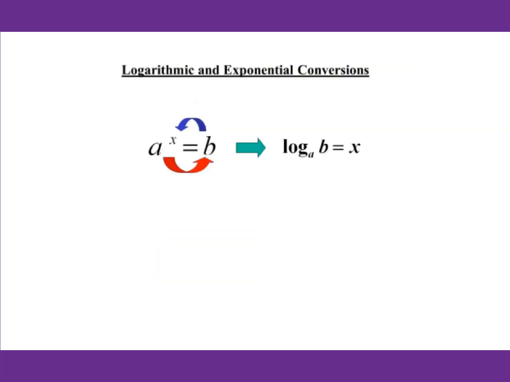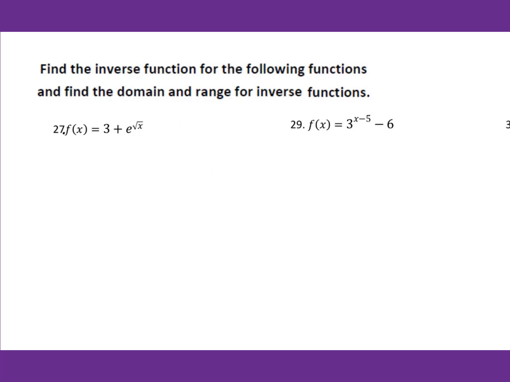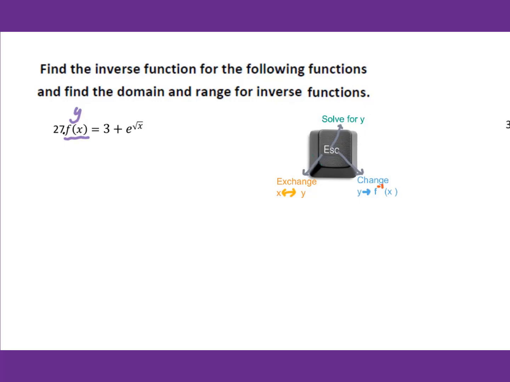Let's go over logarithm and exponential conversions. If you have a to the x power equals b, then you will get log base a of b equals x. Remember, base won't change. For 27, first of all, exchange x to y. f of x, that is y. Therefore, we got x equals 3 plus e to the square root of y's power.